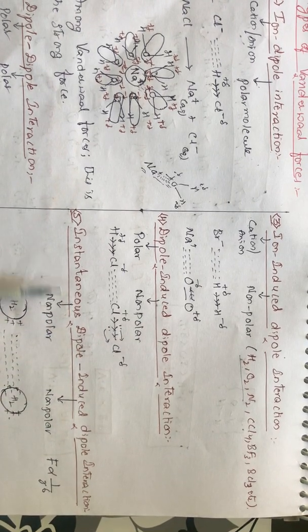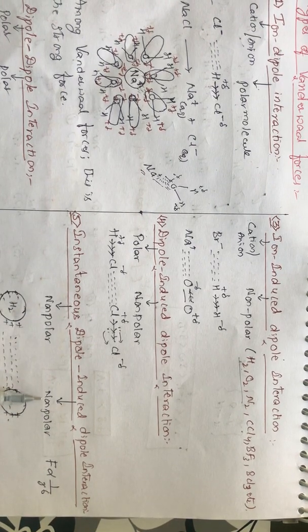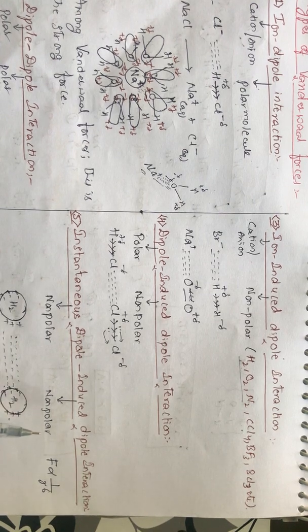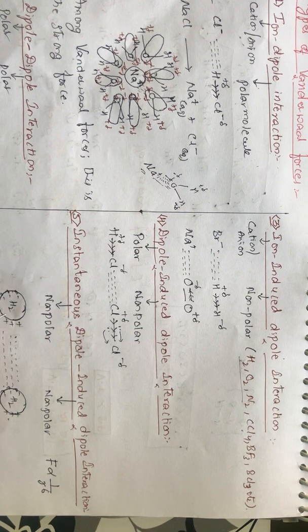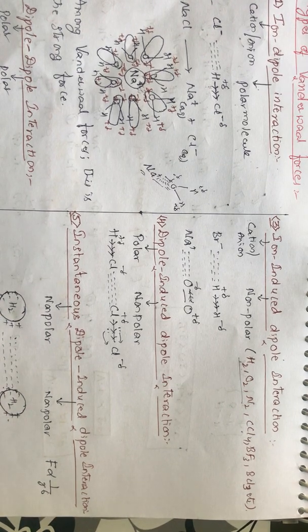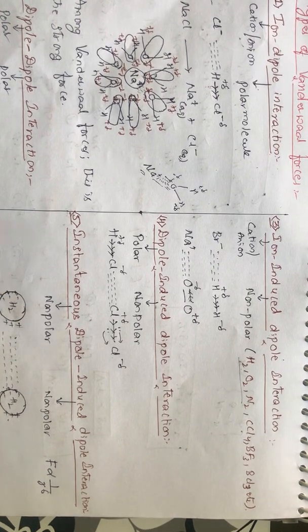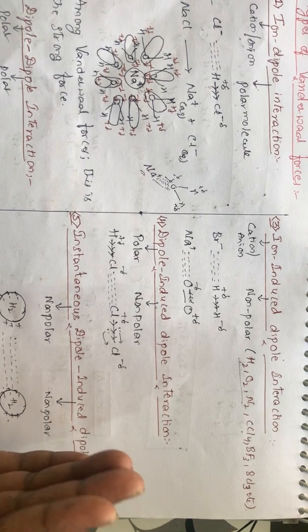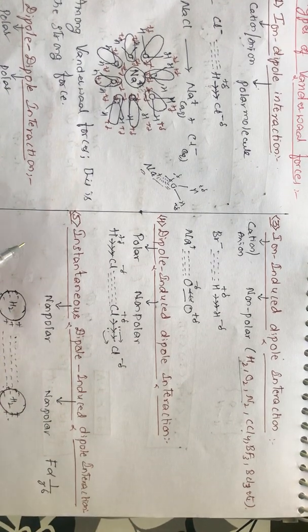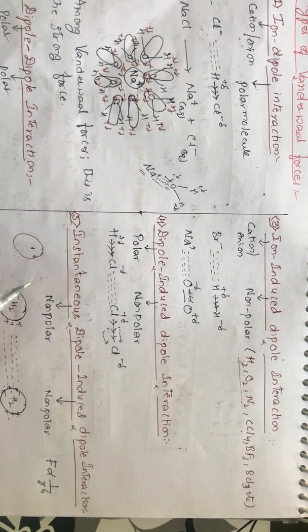And next is instantaneous dipole induced dipole. This is between two non-polar molecules. This is non-polar and this is also non-polar, meaning the two molecules will not be having any poles. So if you take an H2 molecule as well as another H2, in one H2 molecule, generally the electrons will be revolving around the nucleus. In a fraction of a second, what happens? Slightly they will move from their position. Generally it should be in a circular path, right?